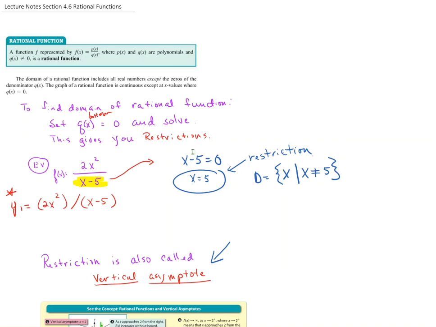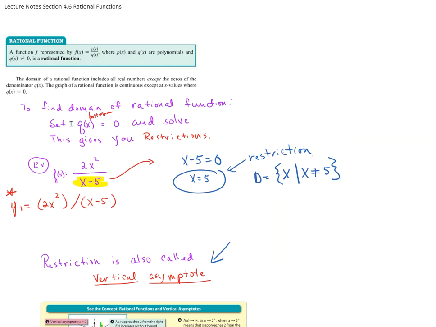This is section 4.6, and we're going to talk about rational functions. They're related to polynomials because they're made up of polynomials. So this little definition here says a function f represented by p of x over q of x, where p of x and q of x are polynomials, and that you don't have a zero down here, is a rational function. So part of the requirement is that you have to have a polynomial on top and a polynomial on the bottom.